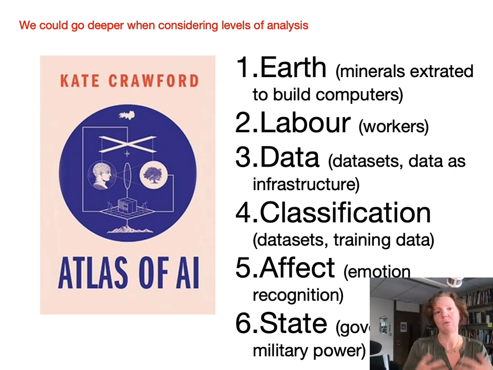She looks at labor and how workers are exploited throughout the world in order to generate the AI technologies that we take for granted. She looks at data, which of course is exactly what the situated data approach is looking at. So this part is so relevant. Classification and how those epistemological assumptions actually decide what AI can do. And it affects emotion recognition and its state and how governments and the military maneuver AI technologies. So you could try to do a situated data analysis based on completely different levels such as these, perhaps.